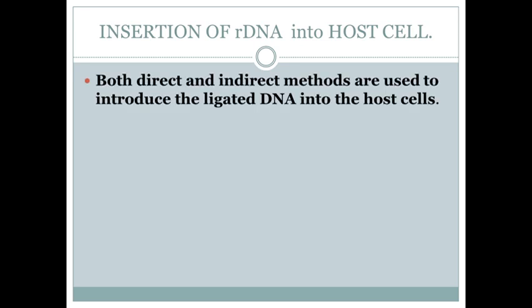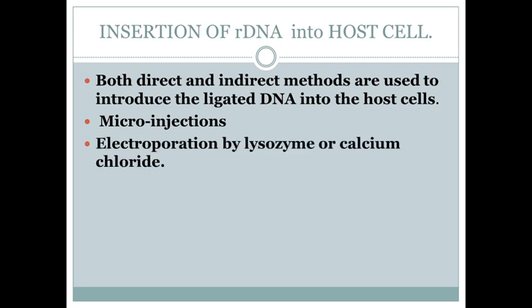Now for this, both direct and indirect methods are used to introduce the ligated or recombinant DNA into the host. Among the direct methods, there are some physical methods and certain chemical methods. Physical methods include microinjection, and chemical methods include electroporation. Now what is electroporation? Electroporation is the process by which temporary pores are formed in the host cell.